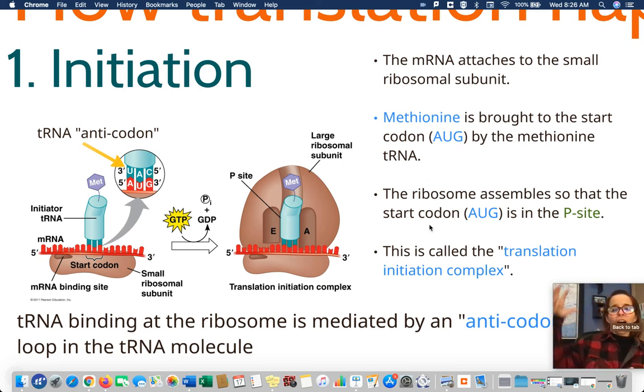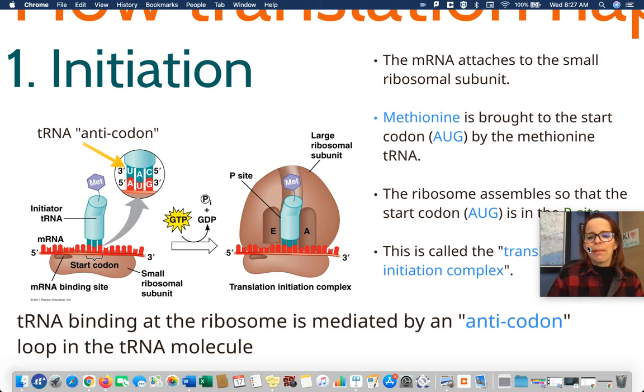The ribosome large subunit then clicks on, and it says the start codon is in the P site right at the beginning. This is called the translation initiation complex. I hate that word. Do we really need a name for this? But apparently we need a name for this. So translation initiation complex. I'm okay just saying, oh, it's the ribosome with the mRNA going through it, but whatever. They give a big fancy name for it. All right, so the tRNA binding at the ribosome is mediated by an anticodon loop in the tRNA molecule.